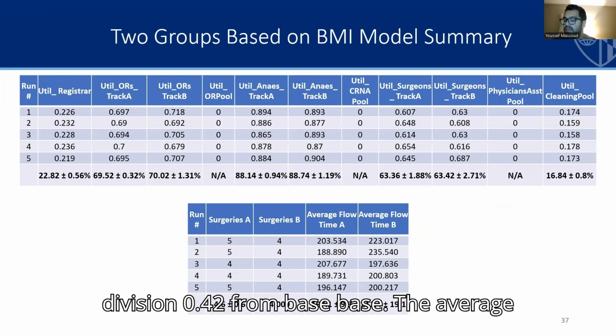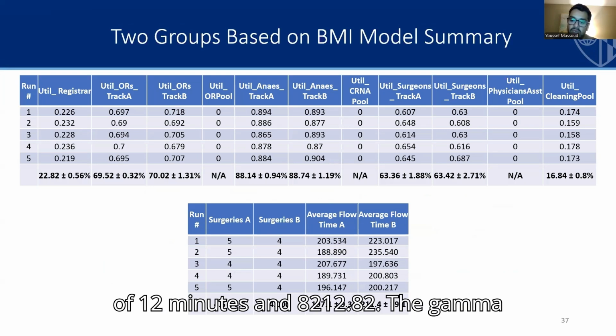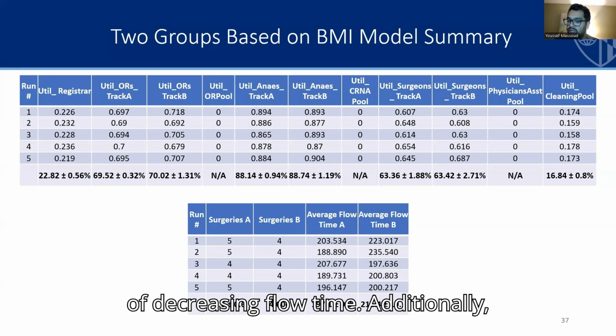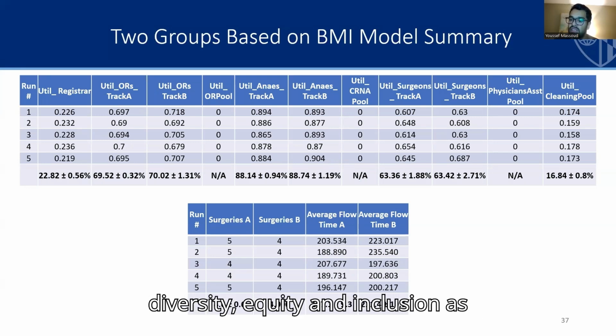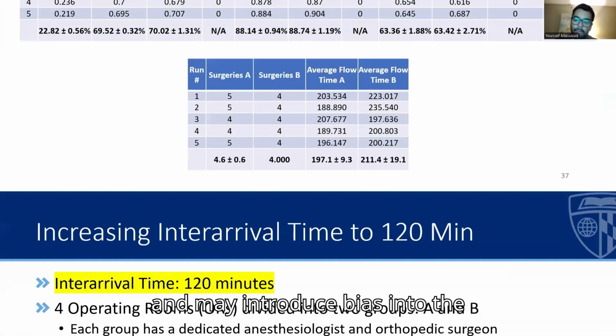The average flow time aligns with the base case of 204.319 minutes with a standard deviation of 12.82 minutes. The BMI classification does increase the number of surgeries, but doesn't address our need of decreasing flow time. Additionally, this scenario raises several concerns with diversity, equity, and inclusion, as obesity is disproportionately affecting some genders and races with limited data and may introduce bias into their treatment.